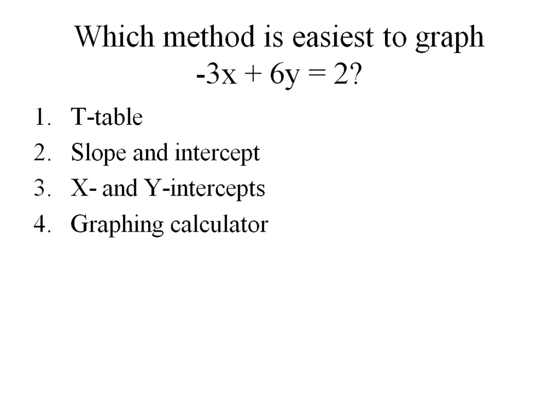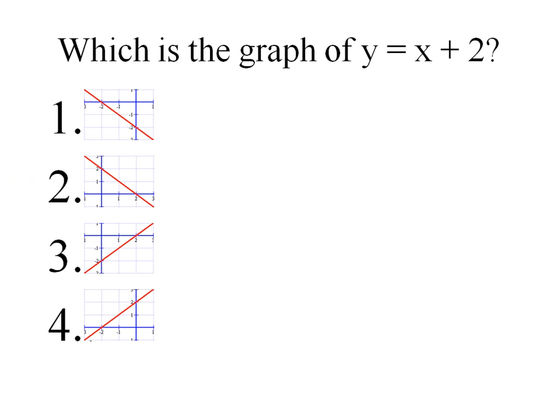In this case, which method is easiest to graph? Because it's in this form where x and y are on the same side, and to avoid solving for y, you could use which method? The third method here, the x and y intercepts. Plug in zeros. So let's do that.